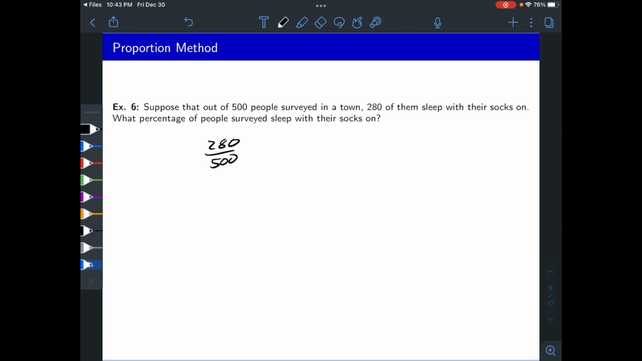And 280 out of 500, if we want to convert this to a percentage, you could do any of the methods that we talked about before, where we could just divide 280 divided by 500, see what our calculator tells us, that's a decimal, convert it to a percentage. Or you can convert this to a fraction out of 100, by, well, you can cancel a factor of 10 from the top and the bottom. And then, hey, your denominator is 50, so I can multiply by 2 over 2 to get 56 out of 100, or 56%. So 56% of people sleep with their socks on, according to this survey.